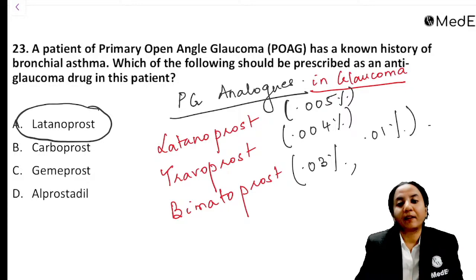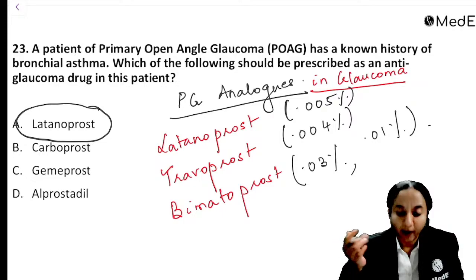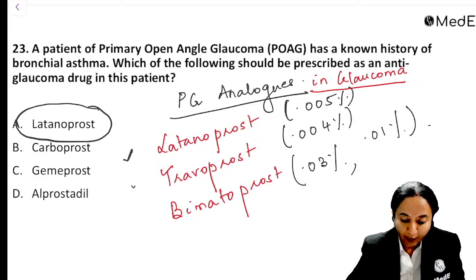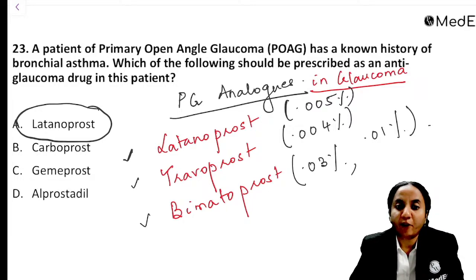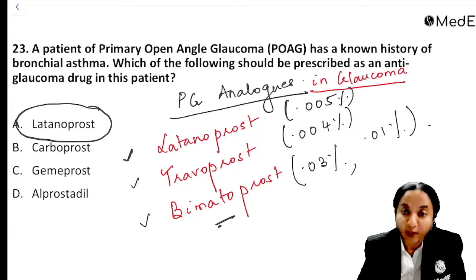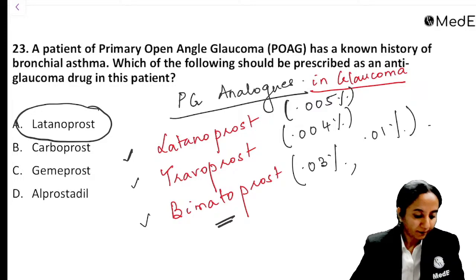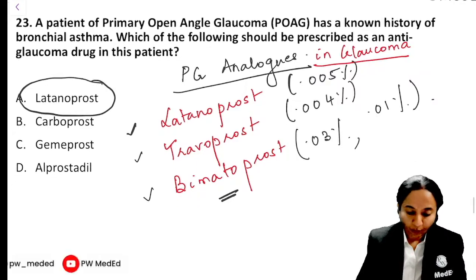So, you have to remember this. Which are the PG analogs that are used in glaucoma? Not all PG analogs are used. These are the ones that are used: latanoprost, travoprost and bimatoprost. And if possible, memorize the percentages also: 0.005 for latanoprost, 0.004 for travoprost, 0.03 and 0.01. So, bimatoprost is available in two strengths. Right? Let's go to the next question.